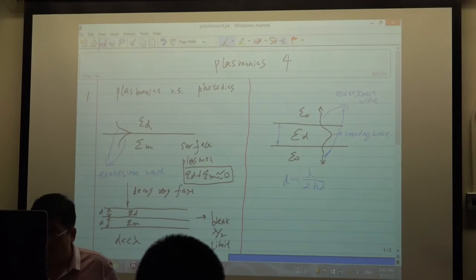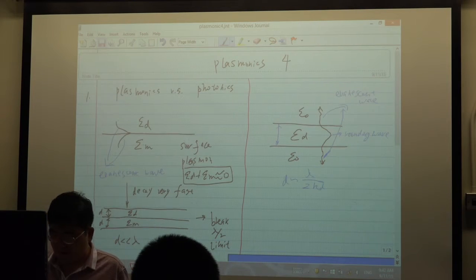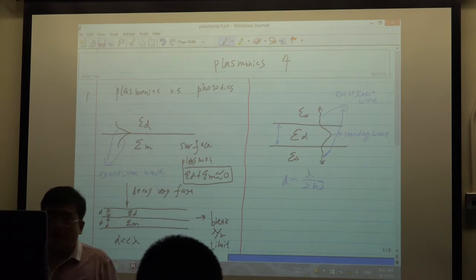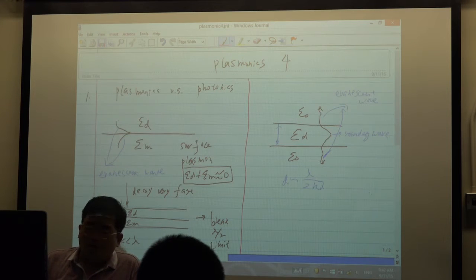Last lecture was about the difference between plasmonics and photonics. I'd like to summarize some key points about plasmonics and photonics. Because you will learn plasmonics and photonics together, it's better to connect them and differentiate them. It's very, very important, so I'd like to summarize some key points.